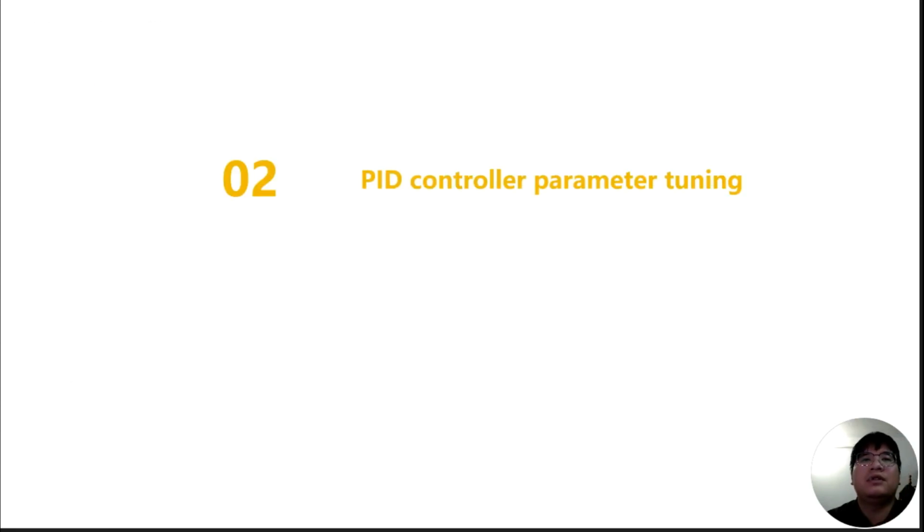Okay, with an understanding of the basic principles of PID, the next key question is how should the force of the proportional, integral and derivative components be allocated? It leads to our second chapter, parameter tuning of the PID controller.